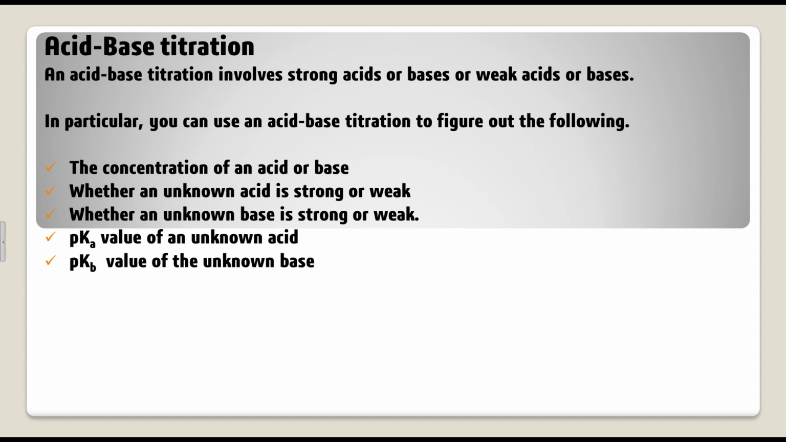Now we'll come to acid-base titration. What is the use of acid-base titration? Acid-base titration is used to identify the concentration of an acid or base. Second, whether an unknown acid is strong or weak, whether an unknown base is strong or weak, what is the pKa value of an unknown acid and the pKb value of an unknown base. This is the main use of acid-base titration.